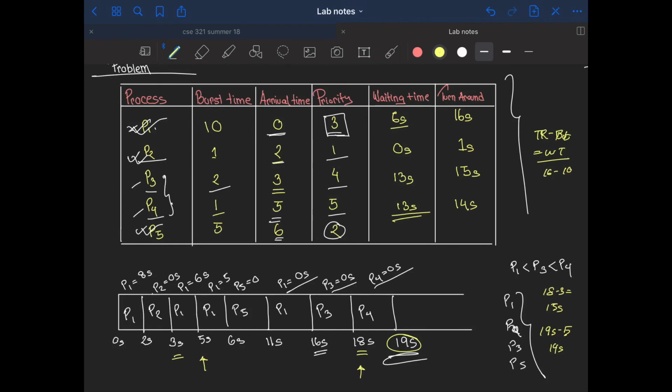And finally P5 came at the 6th second and left at the 11th second, right? So 11 minus 6 is basically its burst time, so the turnaround time is 5 seconds. It didn't have to wait for anything, so the moment it came into the RAM, it got the CPU because of its priority.